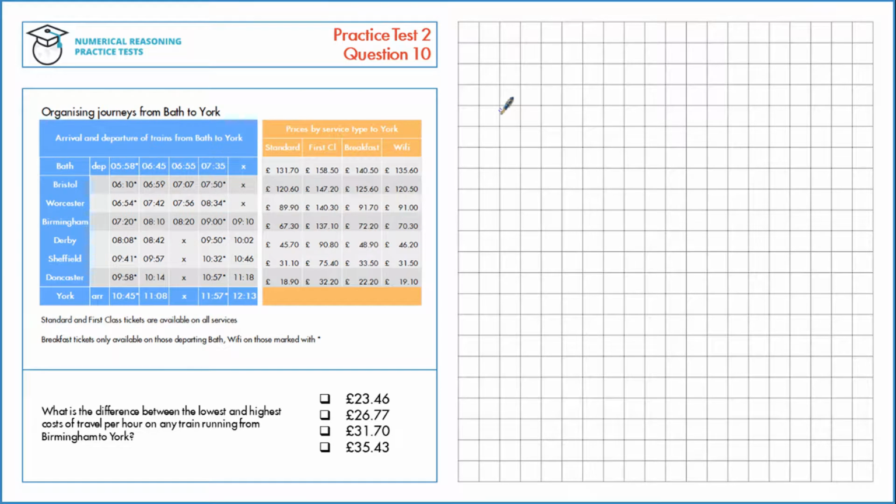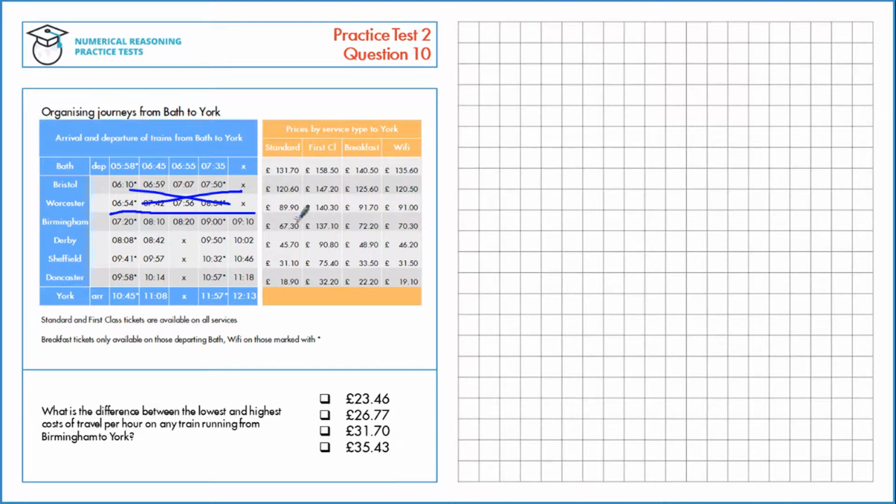What is the difference between the lowest and highest costs of travel per hour on any train running from Birmingham to York? If we want the lowest and highest costs per hour, we know that the costs don't change depending on the service. They only change depending on the destinations. So we need to look for the fastest and slowest trains. We're going from Birmingham to York, so we're only looking at trains below here.